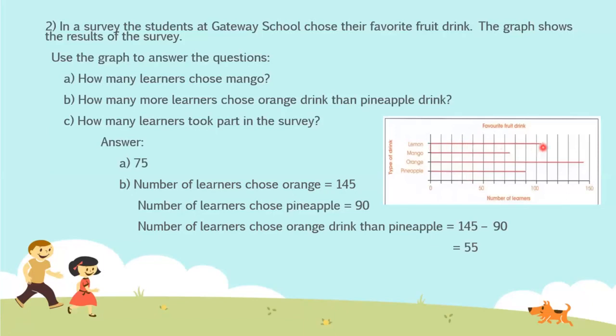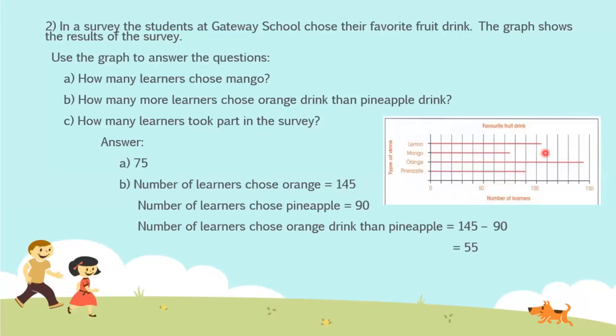Lemon is stuck somewhere here, after 100, in the middle. Okay, that is 105. Mango is over here, in the middle of this portion. So this is 50, 60, 70. After 70 it exceeded 75. And orange and pineapple we already found out.